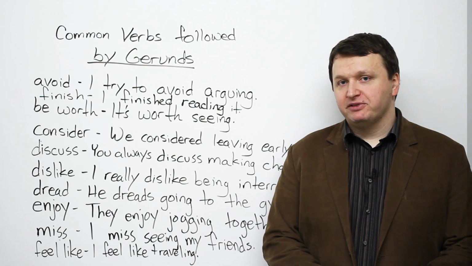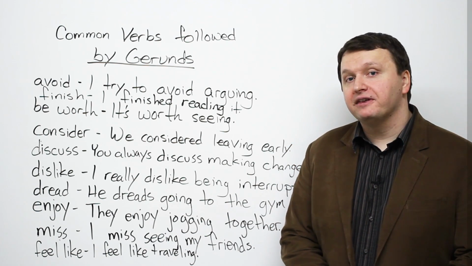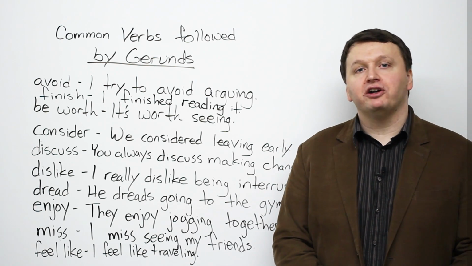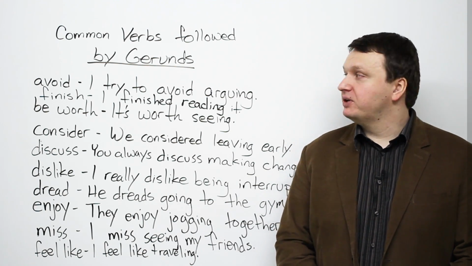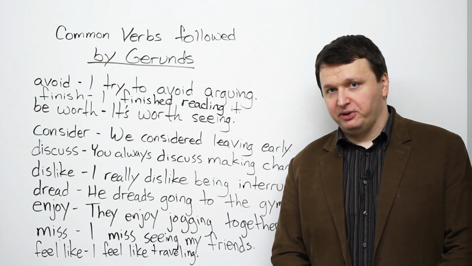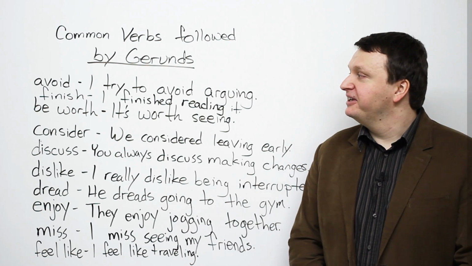We have common verbs followed by gerunds, starting with avoid. So again, we have I try to avoid arguing. We don't say I try to avoid to argue. We say avoid arguing. Okay, remember that one.